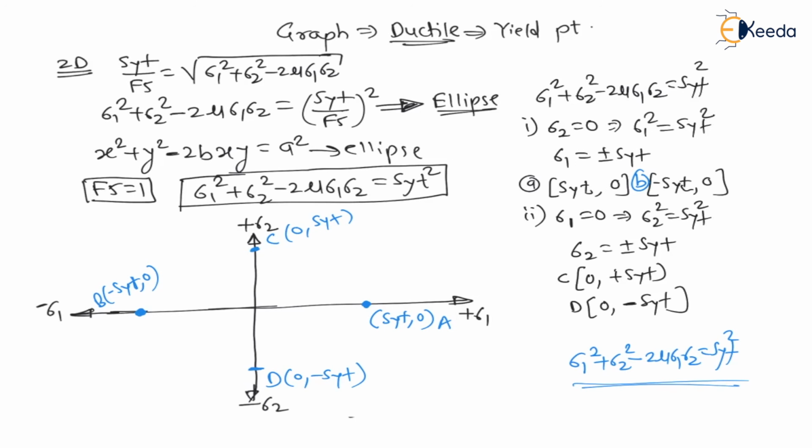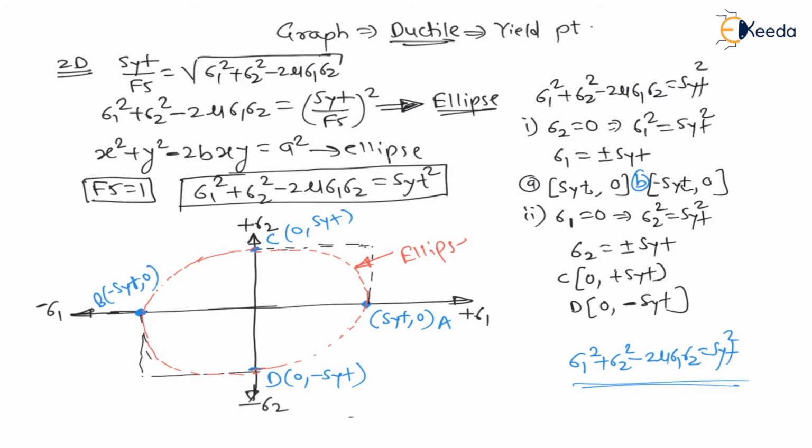Now, if I draw the ellipse for this loading, considering different points, the ellipse will come like this. The red color ellipse will come. This is how the ellipse will come. Now this is an ellipse, right?